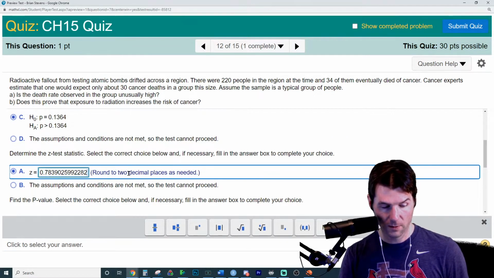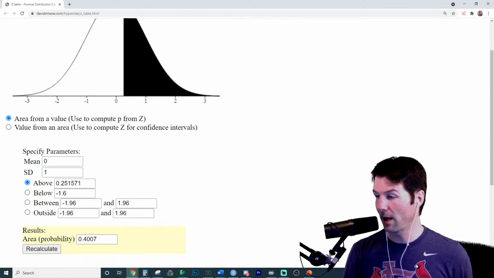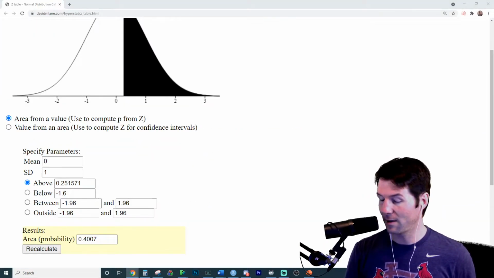Round to 2 decimals. Find the p-value. We go over to the David M. Lane applet. Mubot will put that in the chat right here. Awesome. Thank you so much, Alan.